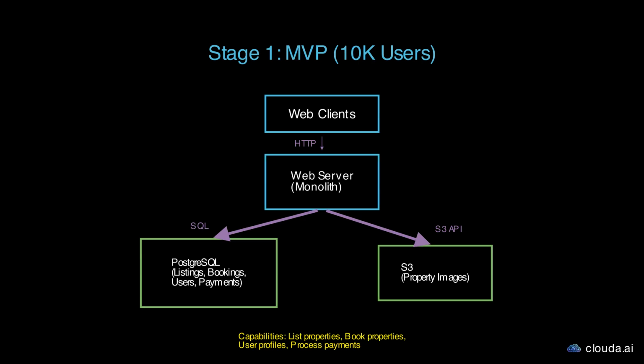This straightforward architecture supports basic CRUD operations and can handle around 10,000 users comfortably. It provides all core capabilities: listing properties, booking properties, managing user profiles, and processing payments. This is perfect for early market validation with minimal complexity.